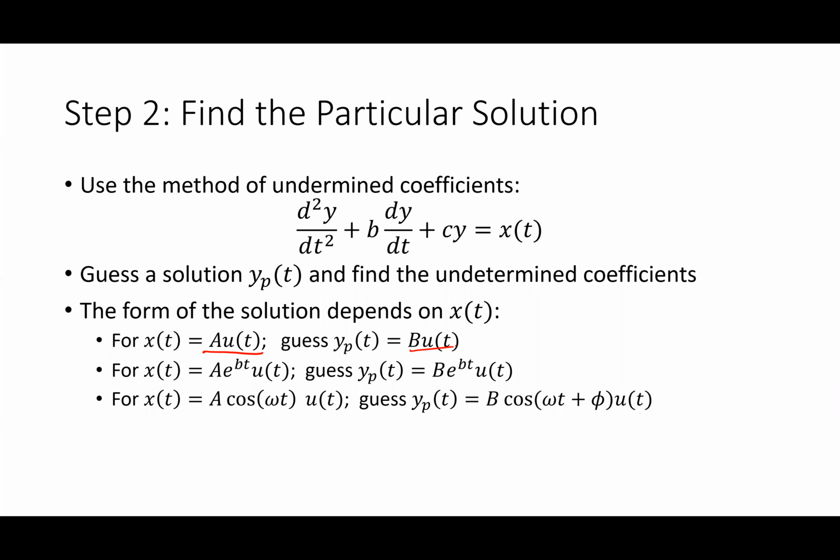Constant in, constant out. Exponential in, exponential out. Sine wave in, sine wave out, meaning complex exponential in, complex exponential out. Once I know the two of those, the transient solution and the particular solution, I put them together for my total solution, and then I use my initial conditions to find any unknown constants.